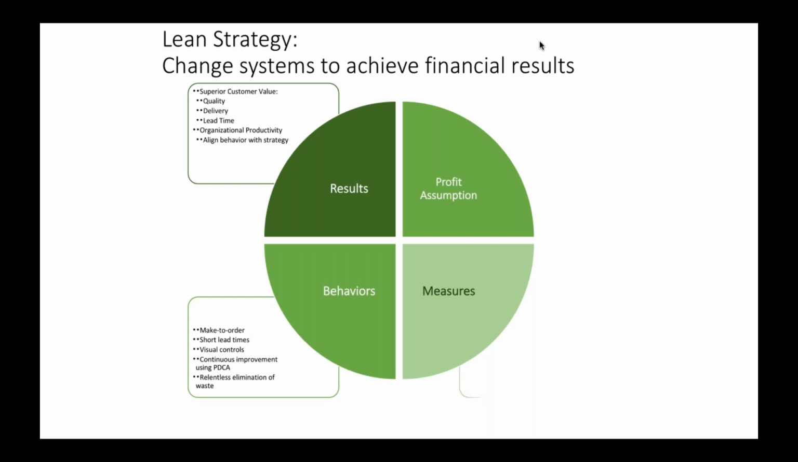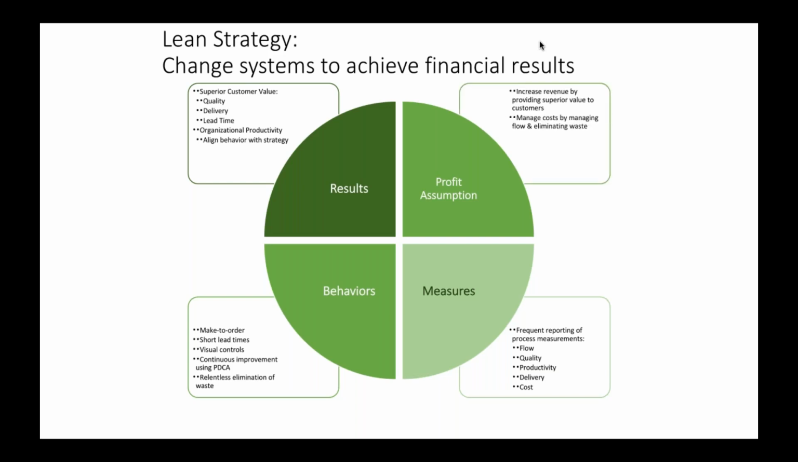So therefore, what do we measure? In a lean company, we typically measure flow, quality, productivity, delivery, and cost. These are the process measurements. Because we understand that if we provide superior value to our customers, revenue will grow. And if we manage flow and eliminate waste, we will eliminate our costs.